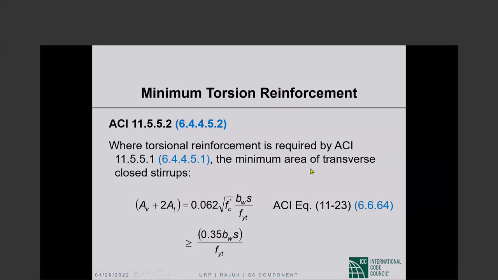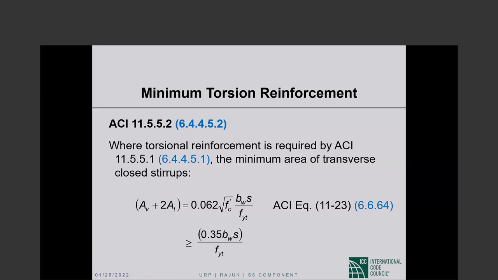Where torsional reinforcement is required by ACI, the minimum area of transverse closed stirrups is equal to that. So A sub B would be all the legs of shear reinforcement and two legs of torsional reinforcement. That's what the minimum applies on. And this has been talked about already a couple of times.